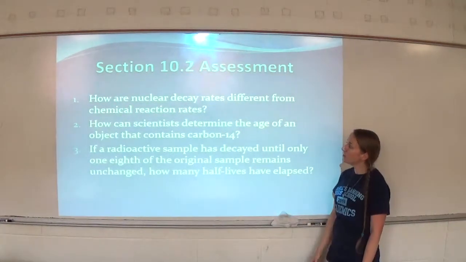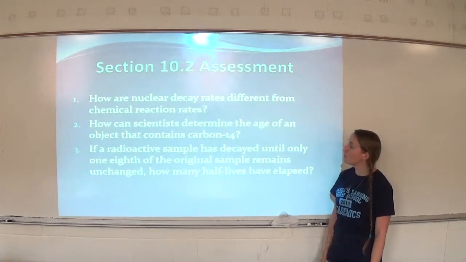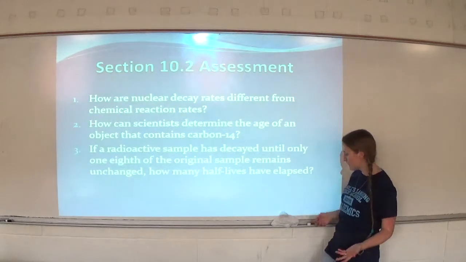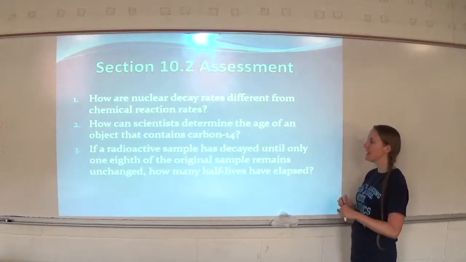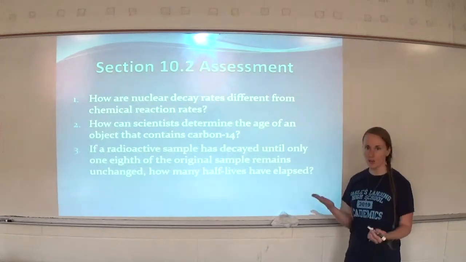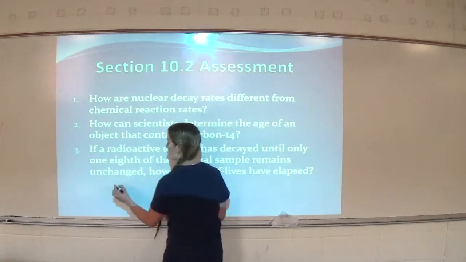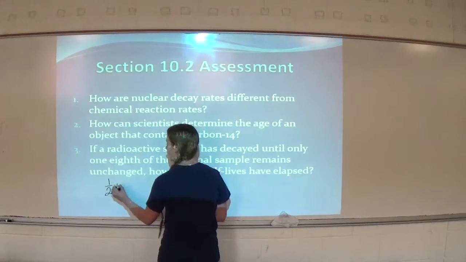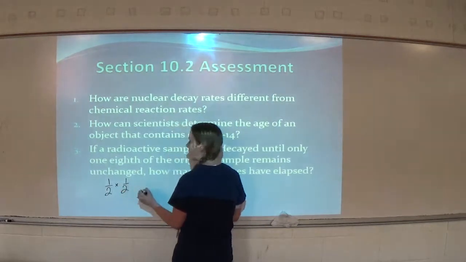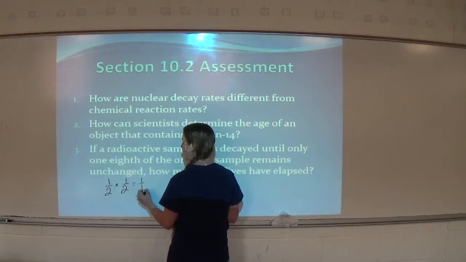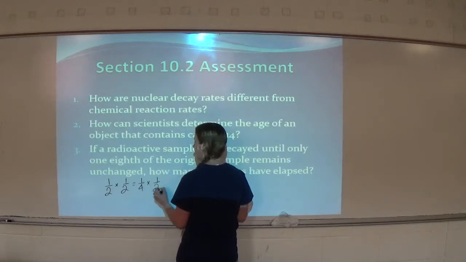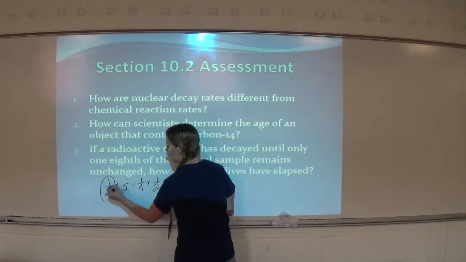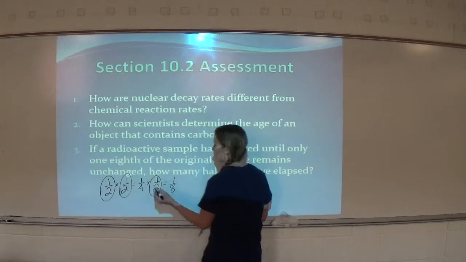Number 3, if a radioactive sample has decayed until only 1/8 of the original sample remains unchanged, how many half-lives have elapsed? Alright, so we have 1/8 left. Let's see what happens. After 1 half-life, we would obviously have half left. If I take another half, that's going to be 1/4. If I half it again, that's going to be 1/8. So how many half-lives have passed? 3.